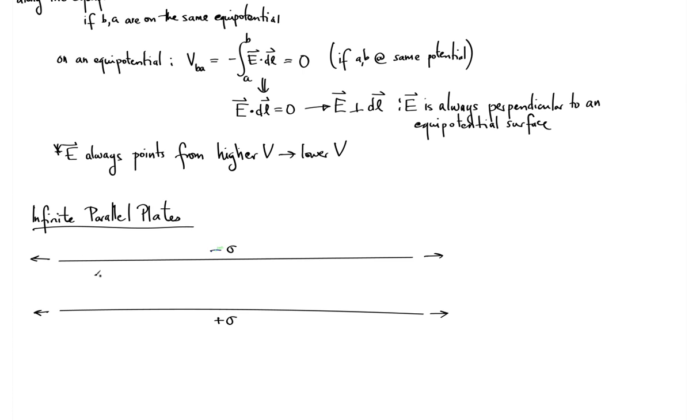And so from what we've learned before, we did this when we were talking about Gauss's law, there's some electric field that points from the bottom plate to the top plate. So this is what the electric field lines look like. They start on one plate and they terminate on the other.